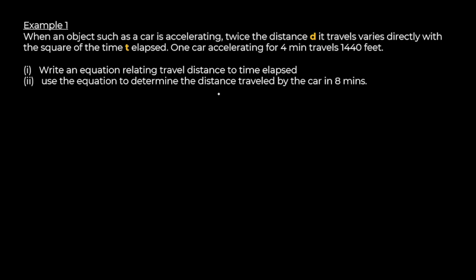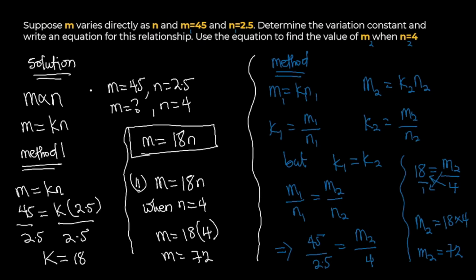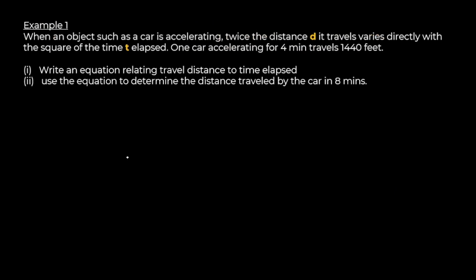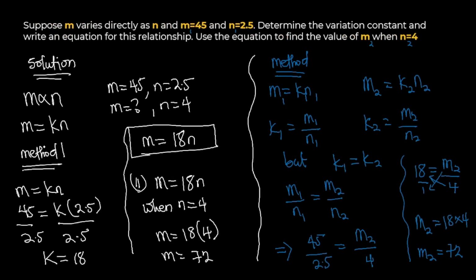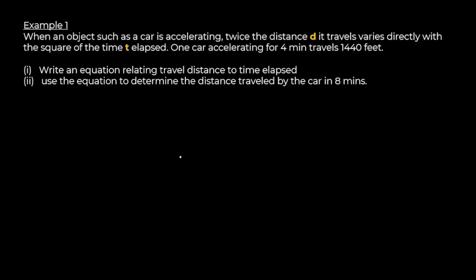Now, as in the previous example, for this particular example it is method 1 that can work, in the sense that part I is asking us to find the equation relating the distance traveled to the time elapsed. So it is using method 1 that we can find the constant of proportionality and use that to find the equation relating the two variables. So let's look at part I.